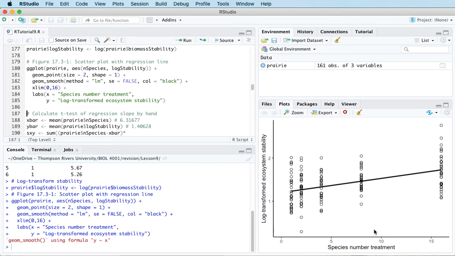And then they also measured the initial number of plant species assigned to the plots. So that's what this variable is here. And the idea was that as species number treatment increases, then so too does the ecosystem stability.